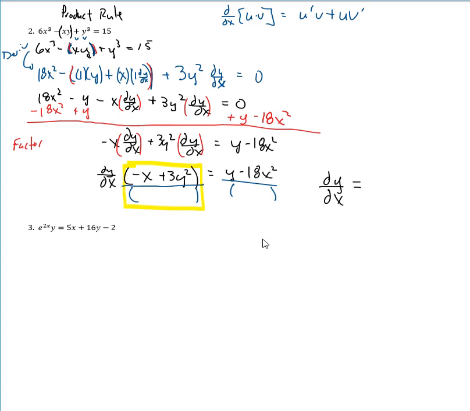It's all gone. And let me go ahead and show that just in case it's confusing. There, just like that. So I did divide it. So this and the yellow all divided. That's why I have dy dx all by itself now. Equals this whole thing right here, the y minus 18x squared, divided by the negative x plus 3y squared.